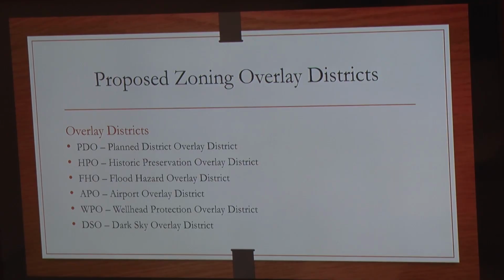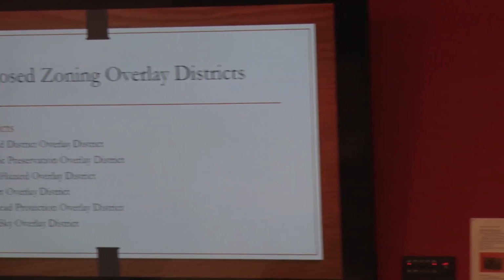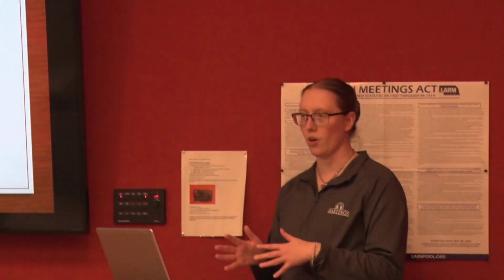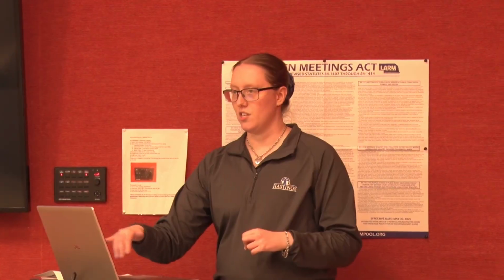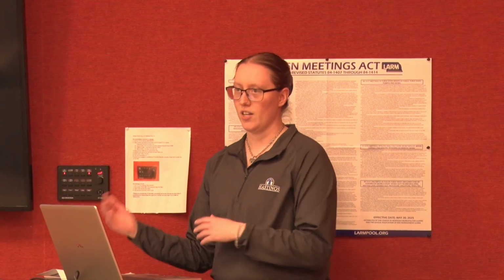Then the flood hazard, airport, wellhead protection, and dark sky overlay districts. We currently have those in our code, and those would remain as well. The one new one that we're proposing is the historic preservation overlay district. If you had a chance to go to our meetings last year about the certified local government, one step in that process is creating a historic preservation board, which would designate historic districts in the community. So this historic preservation overlay district would be what they would be designating.